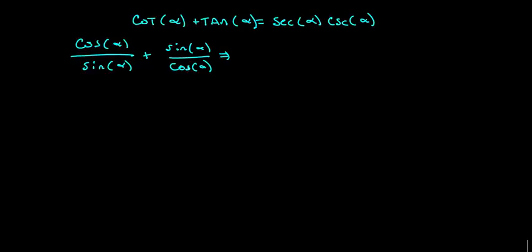Okay, now the next thing I'm going to do is get a common denominator so that I can combine these terms, because if you notice, I don't have any addition or subtraction over here on the right side, but on the left side I do. So I want to get rid of this addition here, and the way I'm going to do that is combine the two fractions. If you want to put two fractions together, you have to have a common denominator. So I'm going to multiply top and bottom of the one on the left by sine, and top and bottom of the one on the right by cosine.